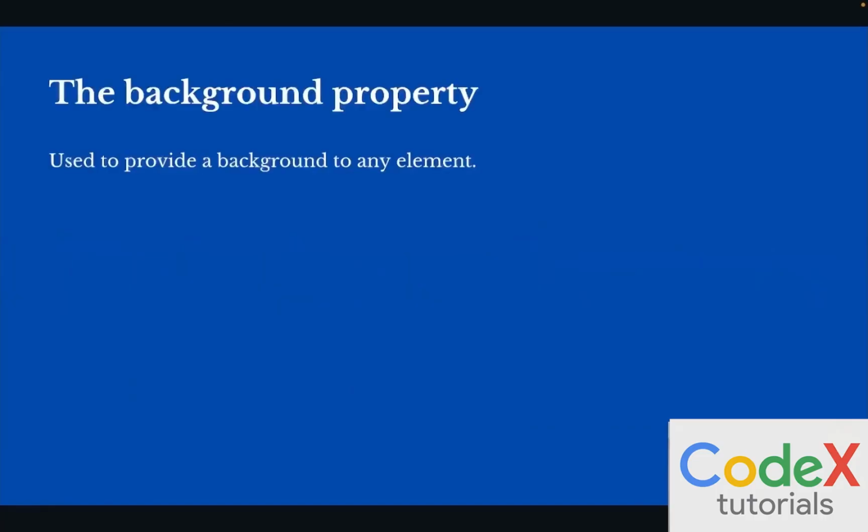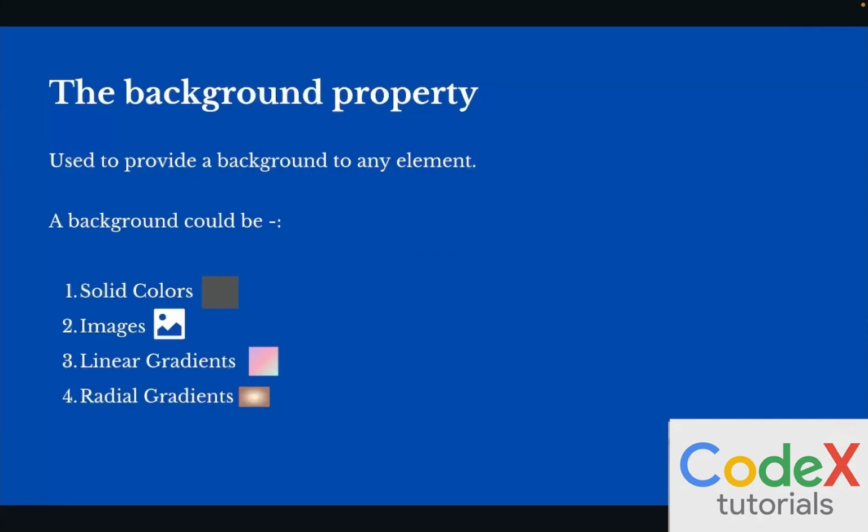Now, as we already discussed, the background property is used to provide a background to any of the HTML element that you provide. And a background could be any of the four things which I have mentioned here. It could be a solid color, any of the colors. It could be image or images. You can have one image or multiple images as part of your background. And you can also have linear, radial as well as conic gradients. We'll discuss what these are, but basically it's a combination of different colors in a particular sequence.